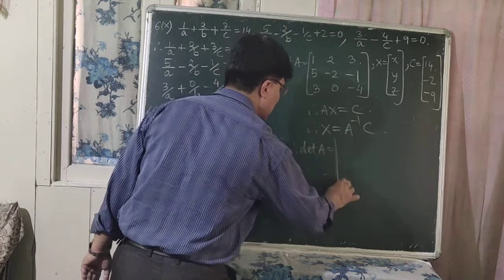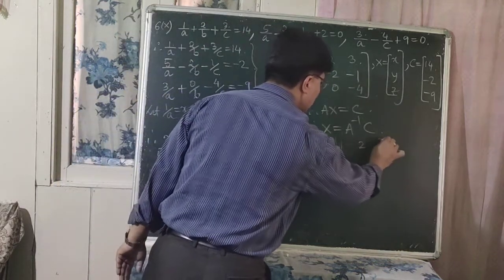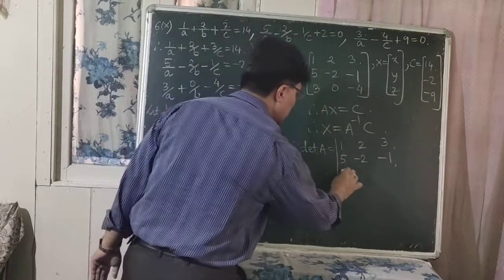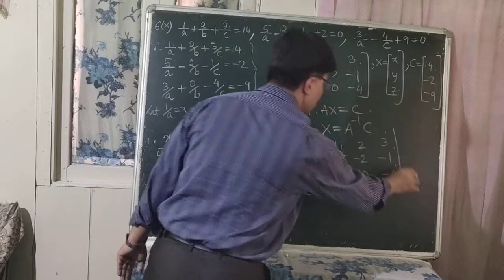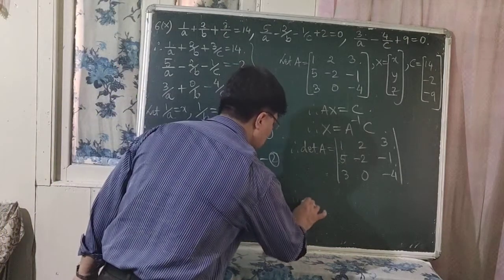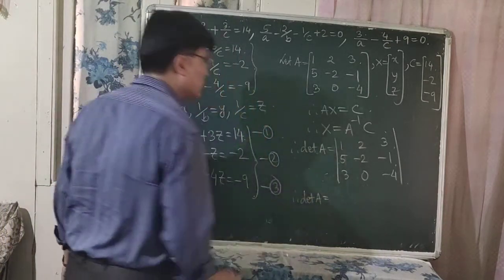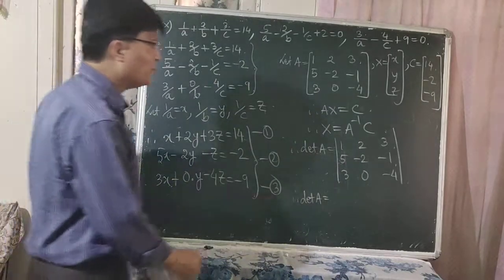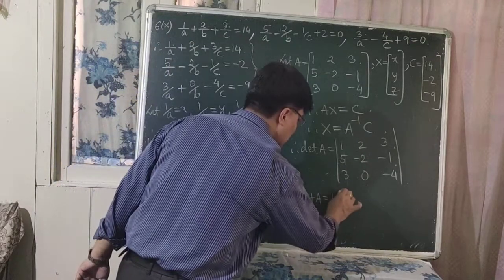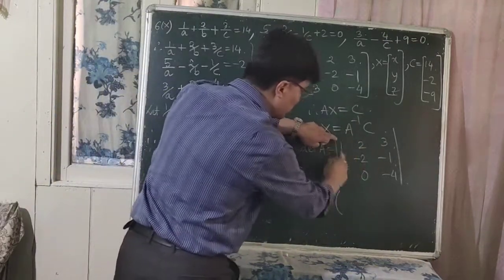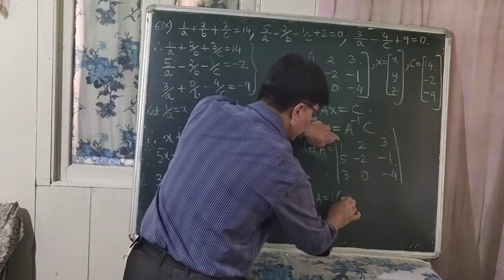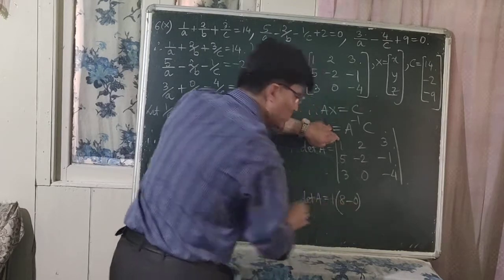So det A is equal to, let us convert into determinant form: 1, 2, 3, then 5, minus 2, minus 1, then 3, 0, minus 4. So this is the determinant. Let us expand it. You can expand it with respect to the first row, 1, 2, 3, with signs plus, minus, plus, you know that, isn't it? So let us take 1, plus 1. Now delete the row and the column of the element 1. What remains? Minus 2, minus 1, 0, minus 4. You can cross multiply it: minus 2 times minus 4 is plus 8, minus 0, right?